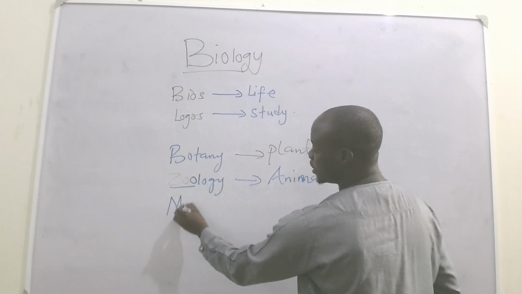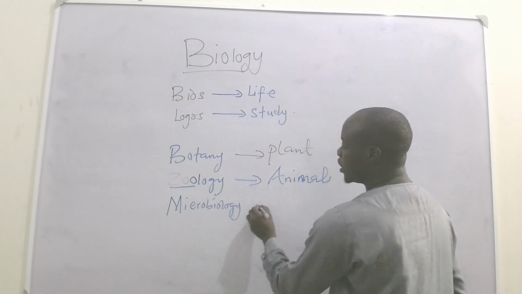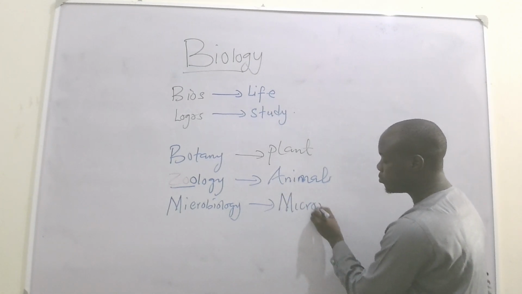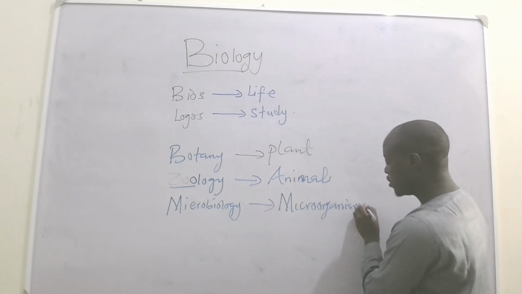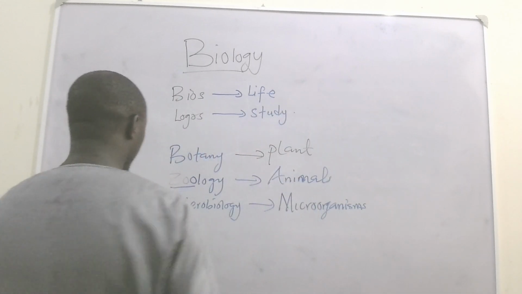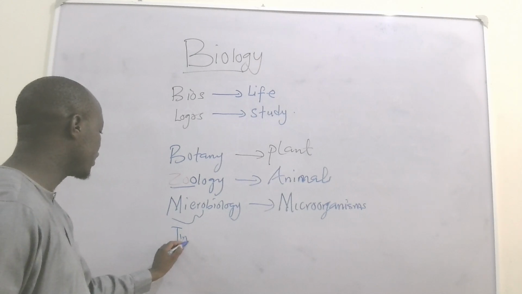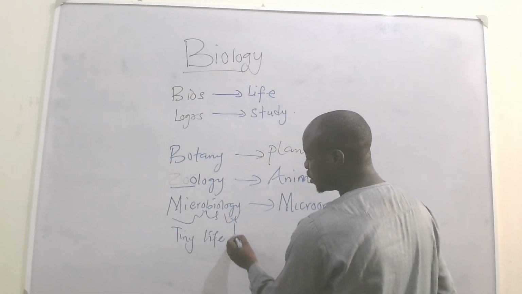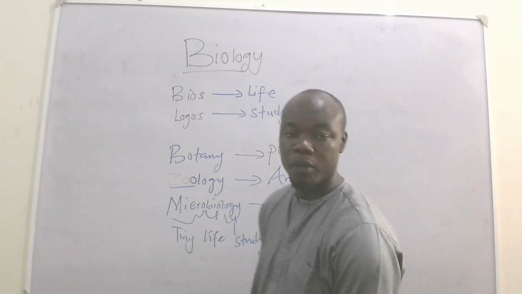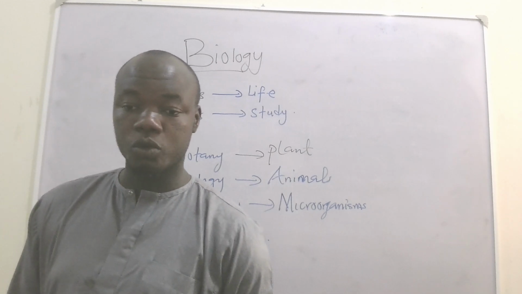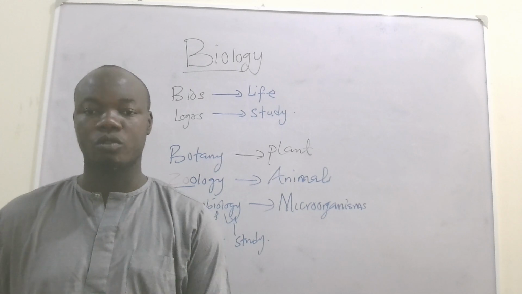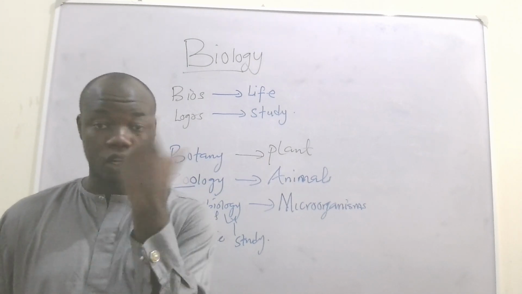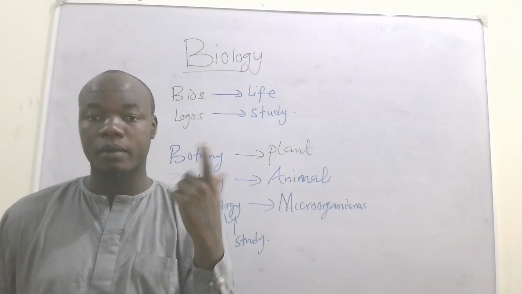And we have microbiology. Microbiology is another branch of biology that deals with the study of microorganisms. Micro means tiny, that is small. Bio means life, and logos means study. So it is a branch of biology that deals with the study of tiny organisms, microorganisms. These are organisms that cannot be seen with the naked eye except when we use a microscope.